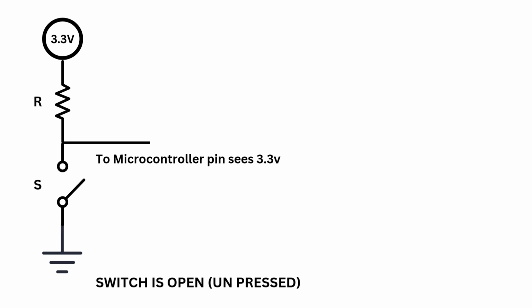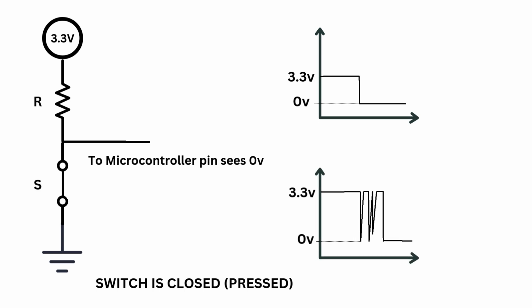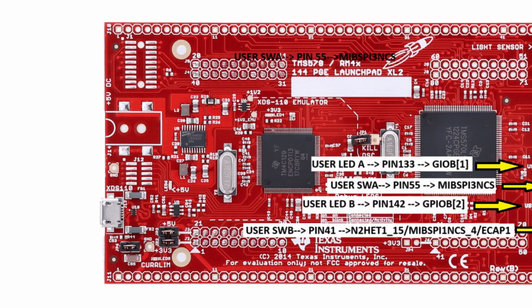This is a basic schematic for a switch. Under ideal scenario, microcontroller sees 3.3 volts when switch is open. When switch is pressed, microcontroller sees 0 volts. However, in reality, switch often takes time to settle, which is seen by the graph. This settling time is referred to as debounce time, which needs to be considered while writing the firmware.